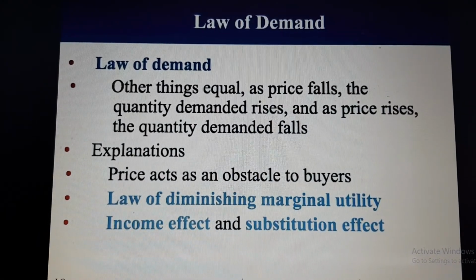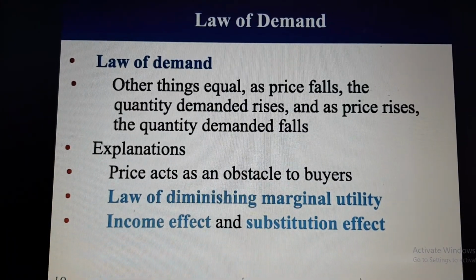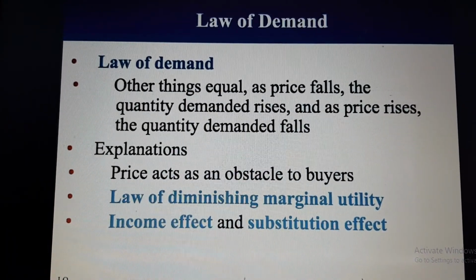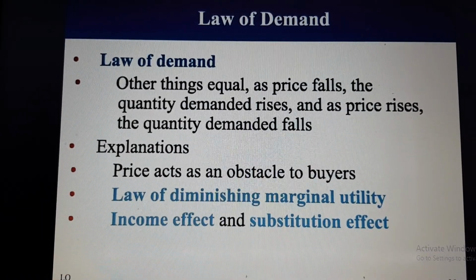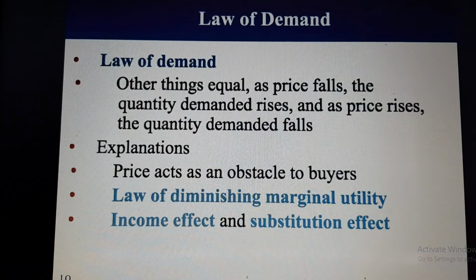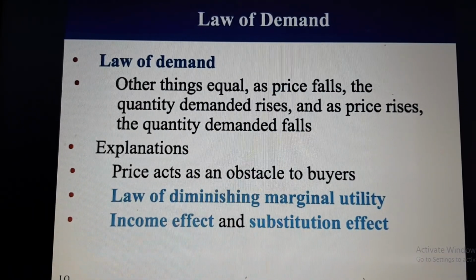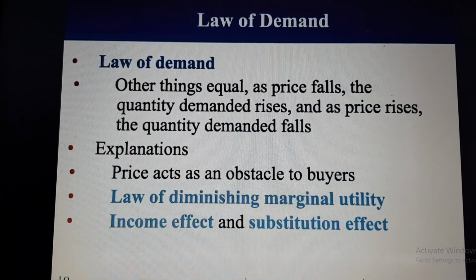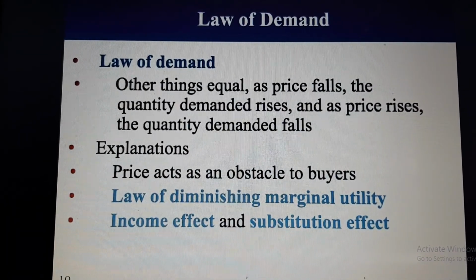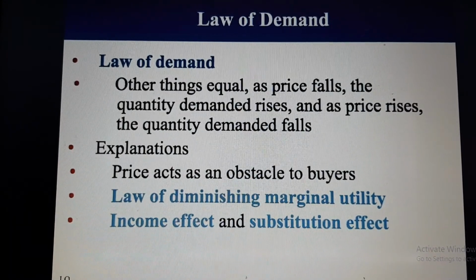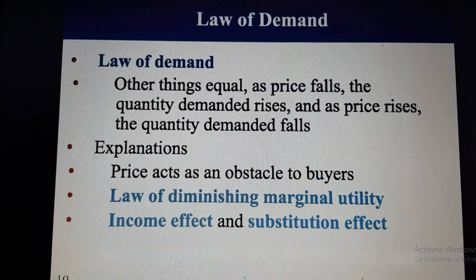Several reasons. First, things are not free, and so price is an obstacle to buyers. We all have a limited income, so we are not able to afford unlimited quantities of everything that we would like. Also, the law of diminishing marginal utility essentially means that when you acquire a good, each additional unit of that good gives you less and less pleasure.